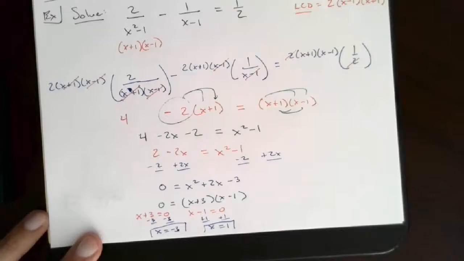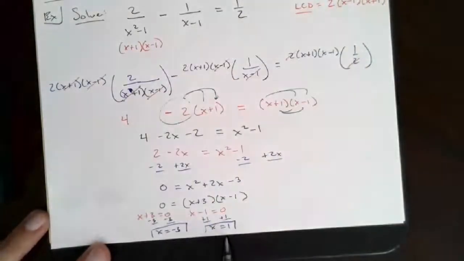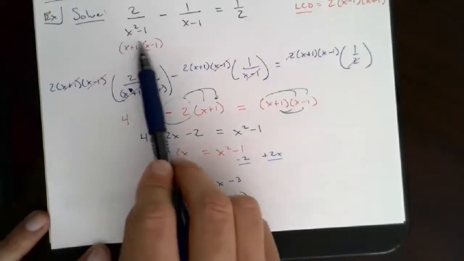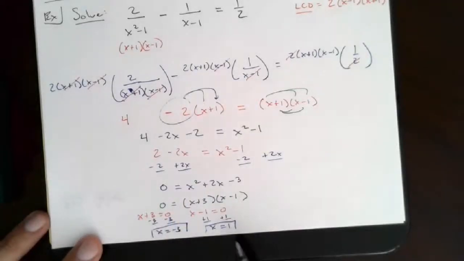You should be checking, though, make sure that in your original problem, neither of these makes a 0 denominator. Well, if I look up here, negative 3 squared, that'll be positive 9 minus 1. That won't be a 0. Negative 3 minus 1, that won't be a 0. So negative 3 is okay.